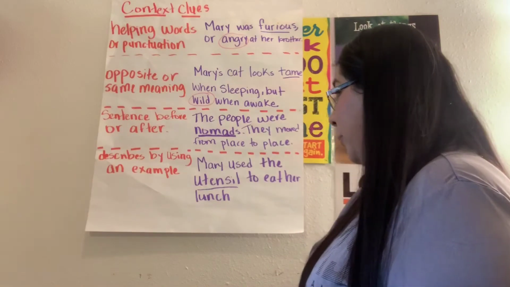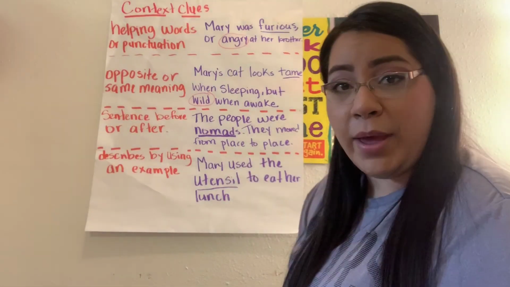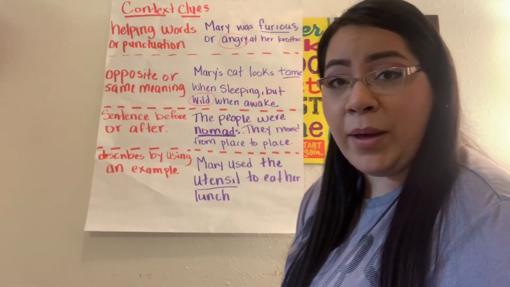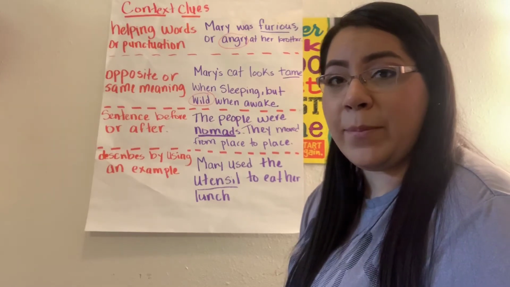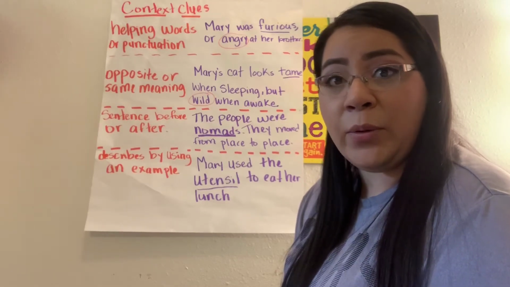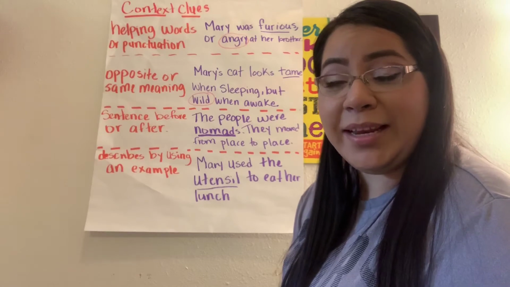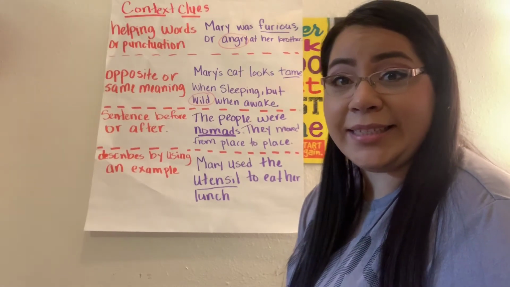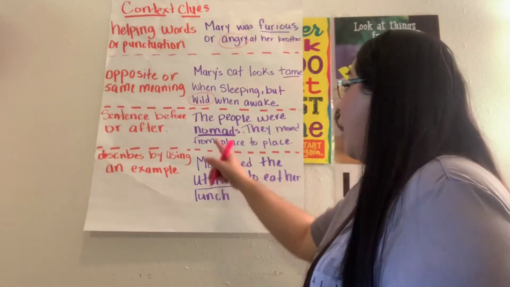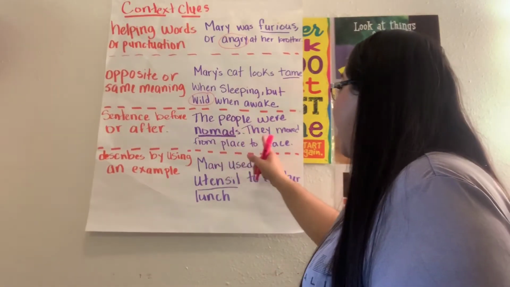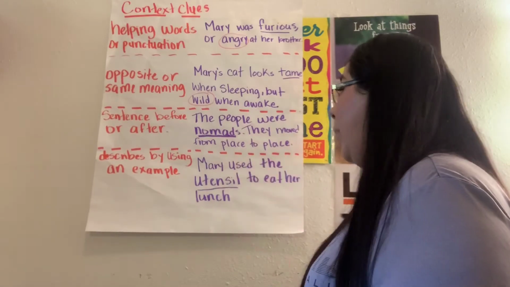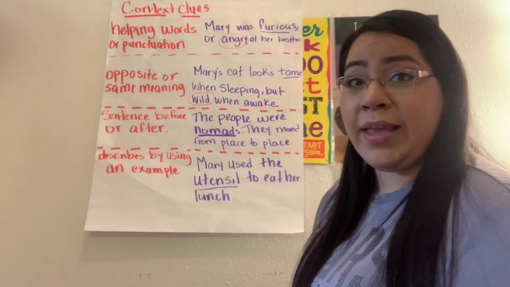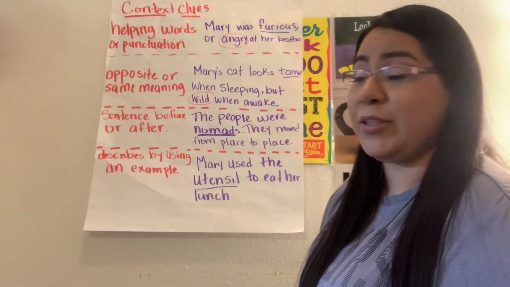Sentence before or after. The people were nomads. We have talked about nomadic people before, but if you have completely forgotten, you're like, I have no idea what nomads are, continue reading. Let's see if they give you a clue in the sentence before or after. In this case, they gave us a sentence after. The people were nomads. They moved from place to place. Now, they gave me a full sentence full of context clues.